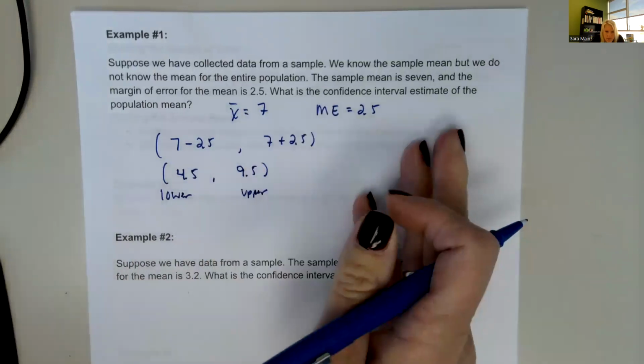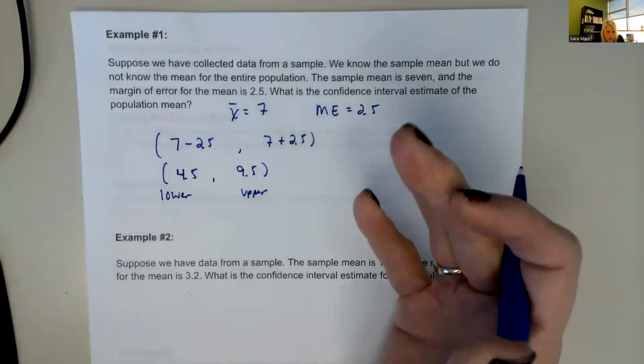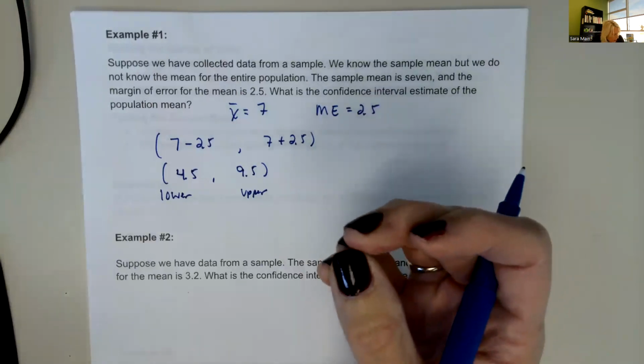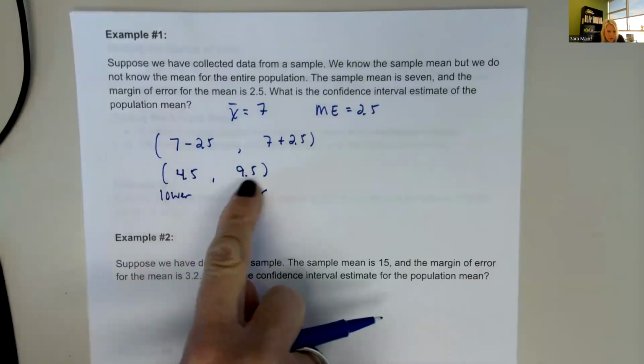Now, we don't know the percentage confidence here. We will later on, but in this example, we didn't give you the percent confidence, so we can't really interpret this, but we do know that the true population parameter mean should be between 4.5 and 9.5.